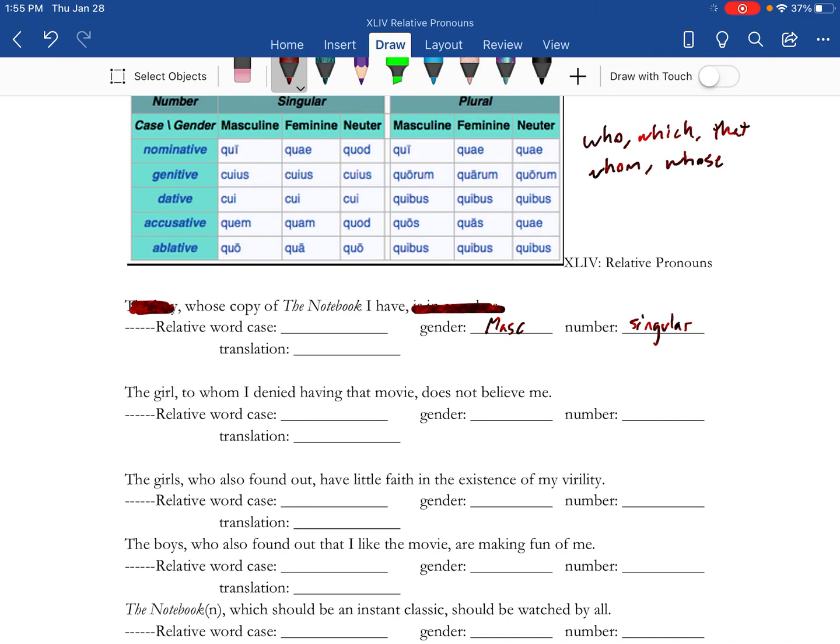So whose copy of the notebook I have: "have" is the verb. I is the subject and nominative. Copy is the direct object, that's accusative. Whose is showing possession, so that's going to be genitive, which would make genitive masculine singular, cuius.